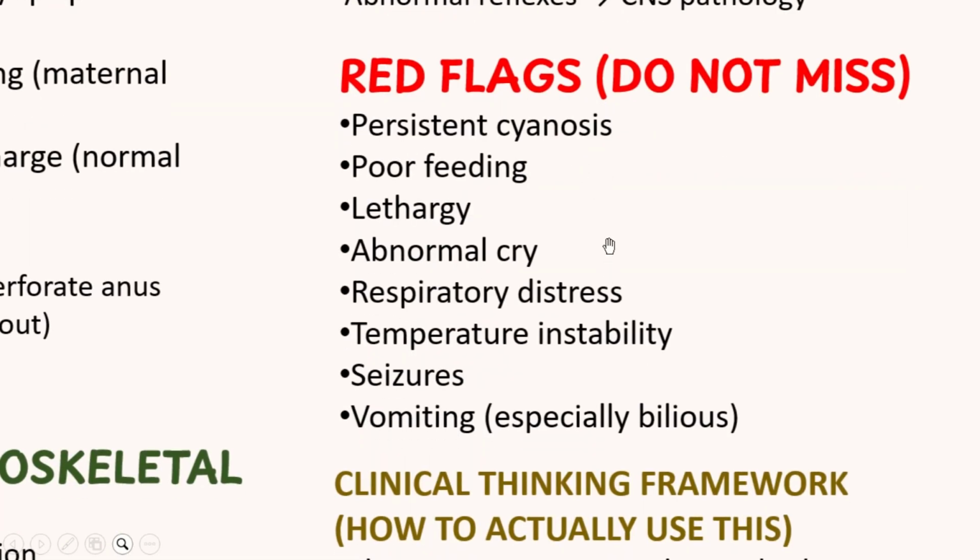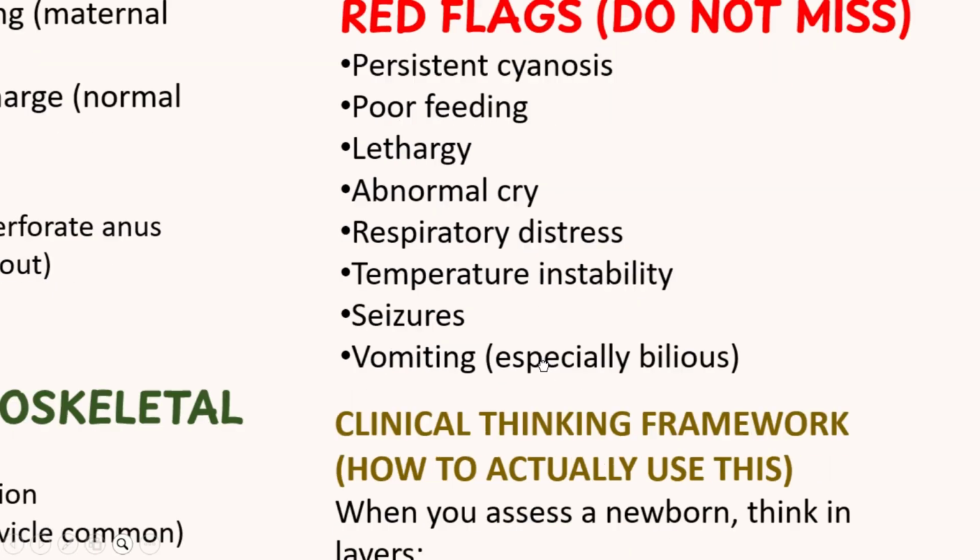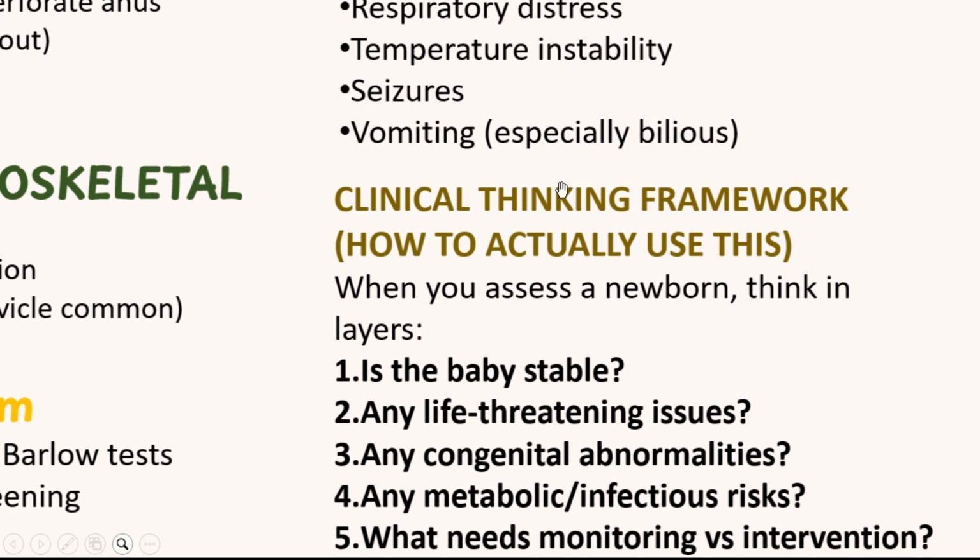The red flags you shouldn't miss are things like persistent cyanosis, poor feeding, lethargy, abnormal cry, respiratory distress, temperature instability, seizures, as well as vomiting. So how do you think about this? Clinically, when a newborn is being assessed, you want to think in layers. Is this baby stable? If they're stable, are there any life-threatening issues? If there are no life-threatening issues, do they have any congenital abnormalities? Do they have any metabolic or infectious risks? And what needs monitoring and intervention?